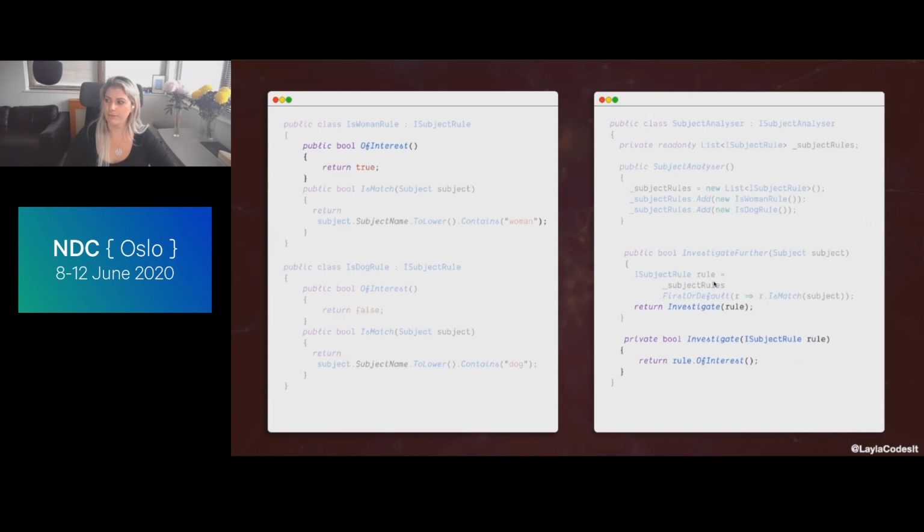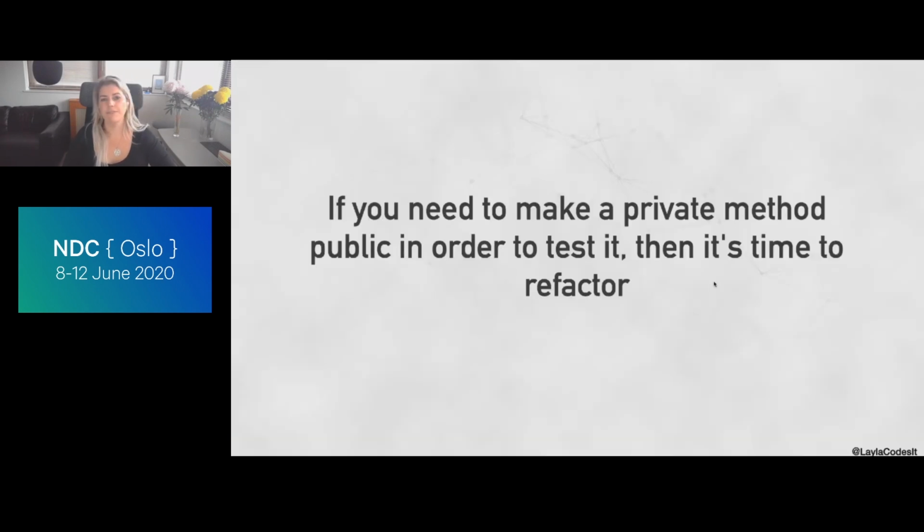But back to private methods. If you need to make a private method public in order to test it, then it's time to refactor. Now, imagine we're working asynchronously, and I have been given an interface by Clara. Clara has implemented all of her stuff using that interface, and everything's going great. And I go, well, I really need to test this private method here. So I'm going to add it to the interface so I can test it. But I've just broken all of Clara's code.